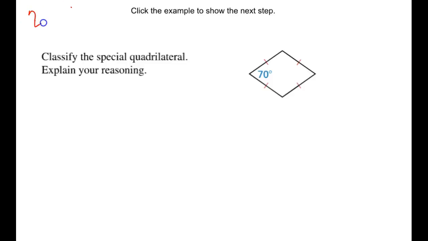Okay, so here's example number 2. We're asked to classify the special quadrilateral and then explain our reasoning. Well, so I see here it's drawn out, and I see that all four sides are the same, so I know that it's a rhombus.